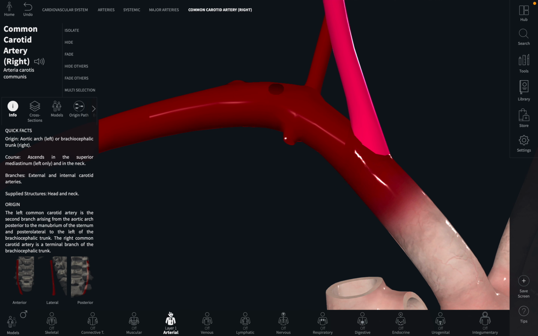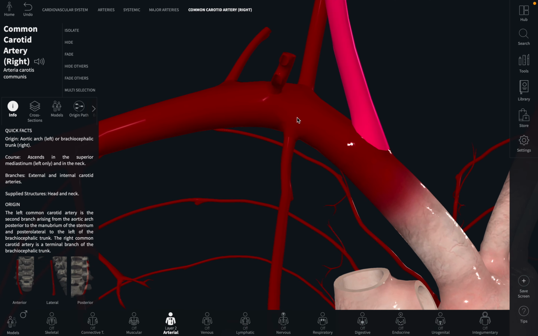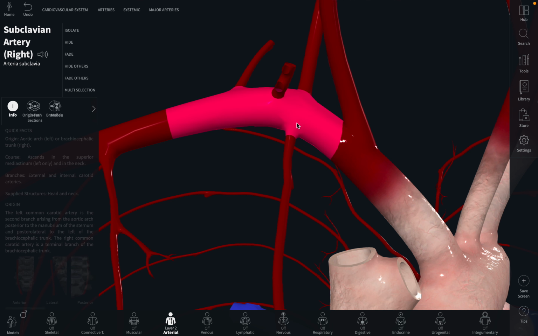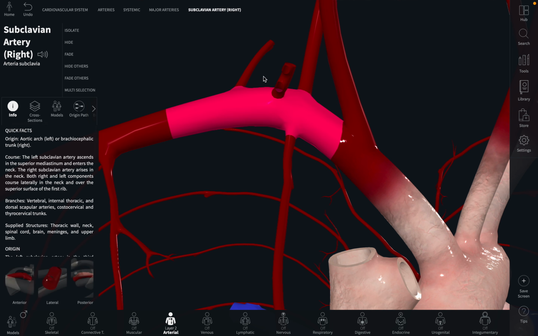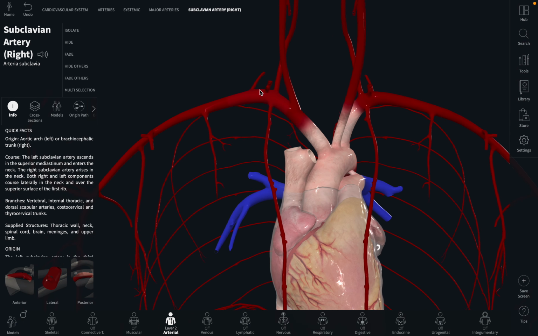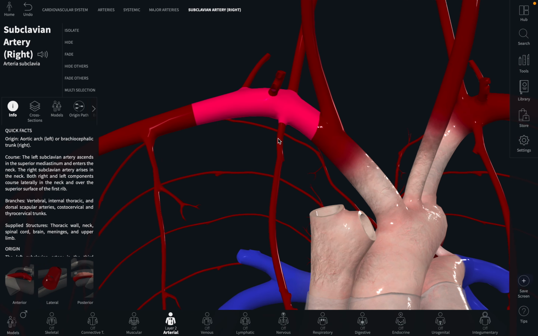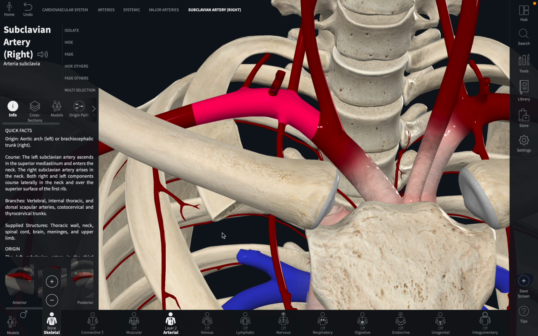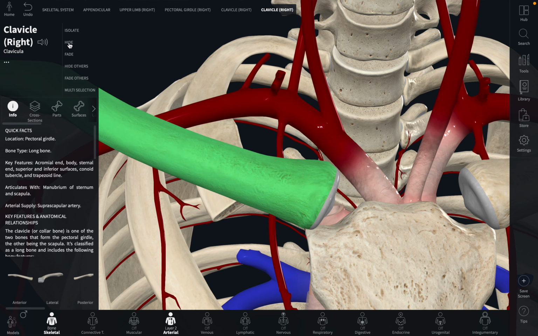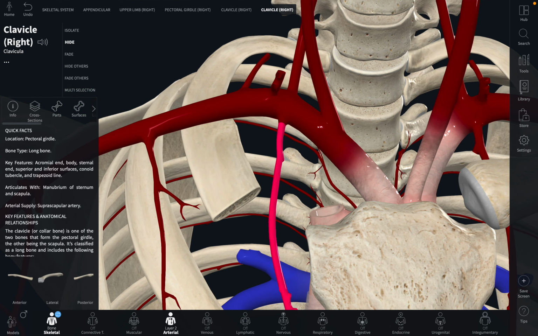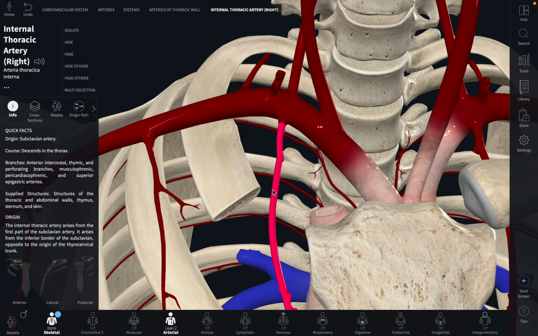So now let me just increase the artery. This is the subclavian artery, which you know. Let's talk about the branches coming out of this subclavian artery. Let me add the skeleton, the bone, so you can appreciate the artery. Now we have the internal thoracic artery coming out of the subclavian artery.